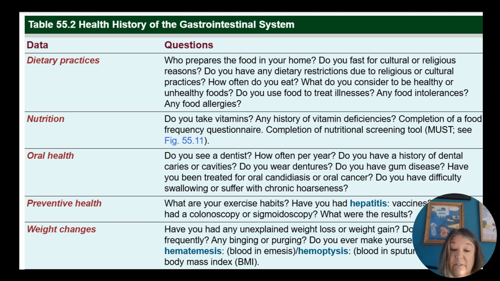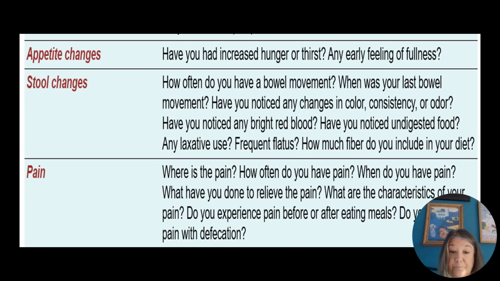Are they able to chew and appropriately swallow their food? And then, of course, preventive health, which we want to ask about anyway. And then weight changes. If somebody is not on a diet, not purposely trying to lose weight, but comes in and maybe they've lost 10 pounds in the last 2 weeks, something's going on if that was non-intentional, okay?